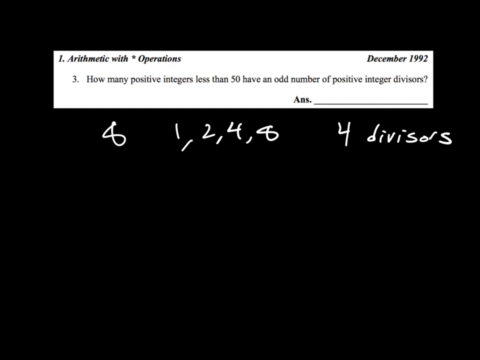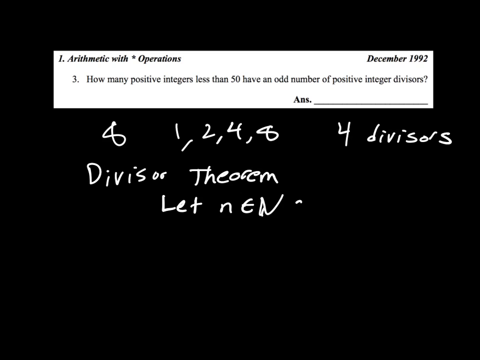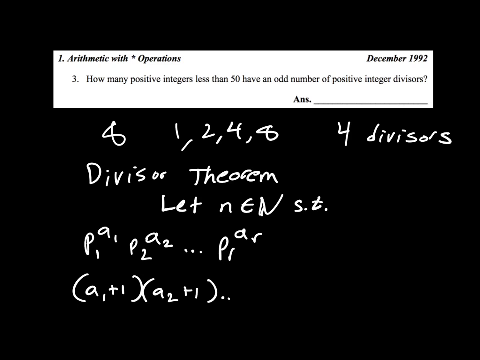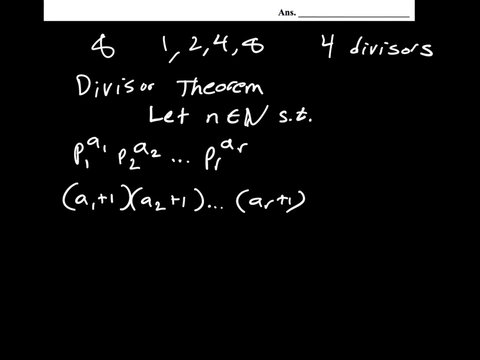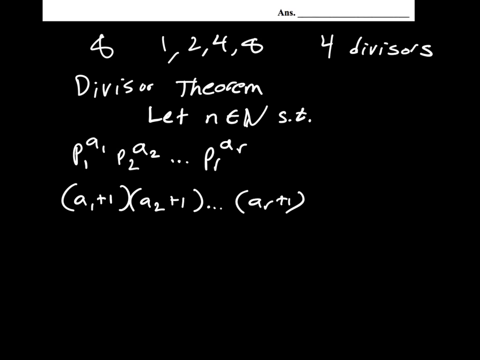So one theorem that we're going to need to solve this problem is the divisor theorem. You take a natural number such that, and this is its prime factorization, so if you can write it in this prime factorization, then it has that many positive divisors. An example of this is if you take 48 and write it as 2 to the 4th times 3.